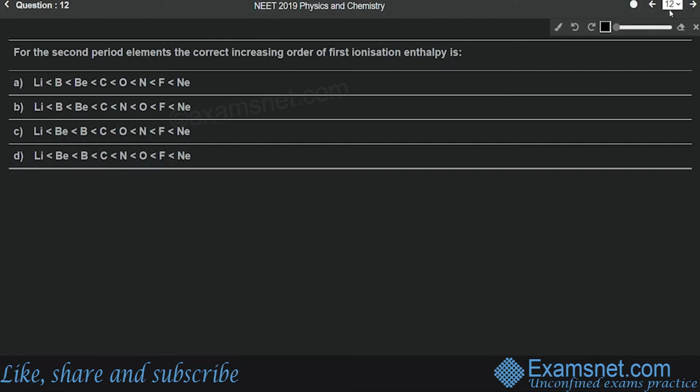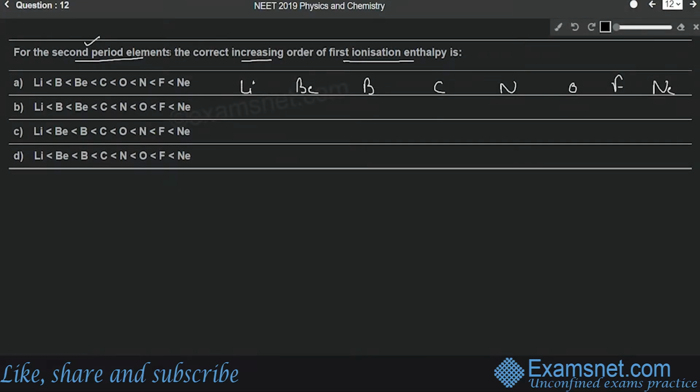Question number 12 is from the chapter Classification of Elements and Periodicity in Properties. And the question is, for the second period elements, the correct increasing order of first ionization enthalpy is. Now, if we arrange the second period elements from left to right in a periodic table, what will be the correct arrangement? It will be lithium, then beryllium, boron, carbon, nitrogen, oxygen, fluorine and neon, right?